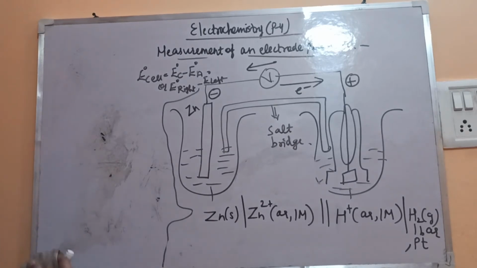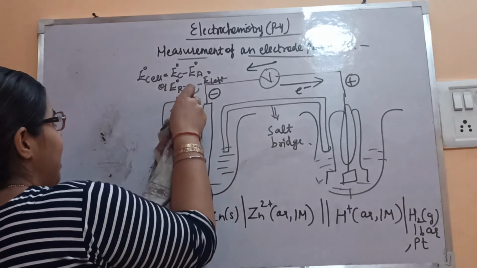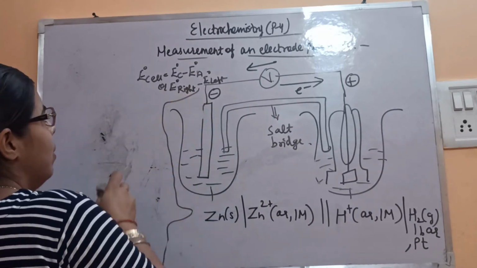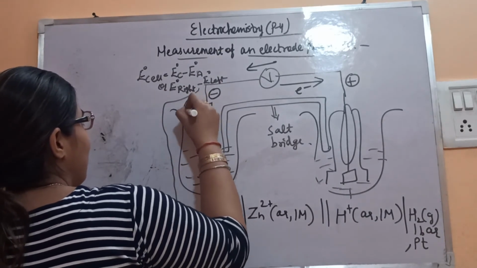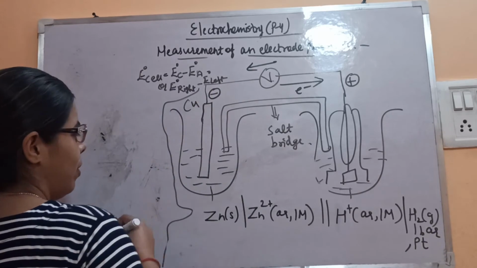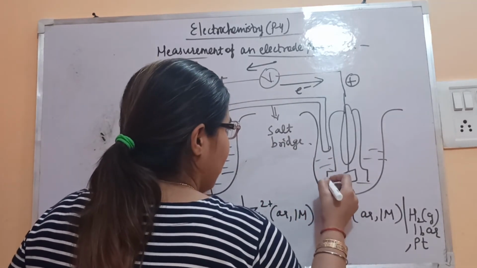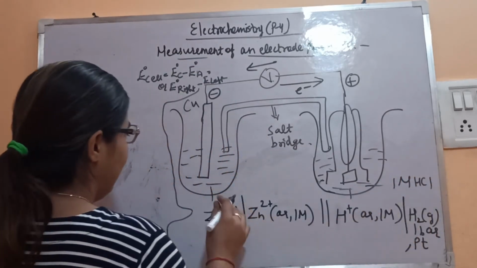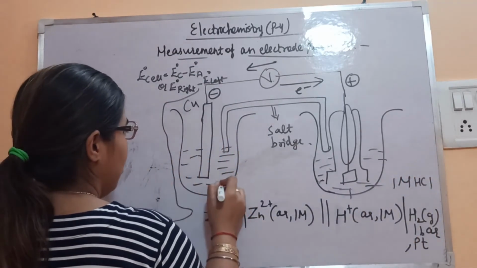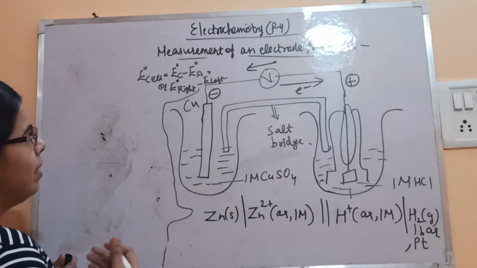Now instead of zinc, I'll take a copper electrode and let's calculate for this. This is 1 molar HCl only, and here 1 molar copper sulfate. The salt bridge is there, everything is there.